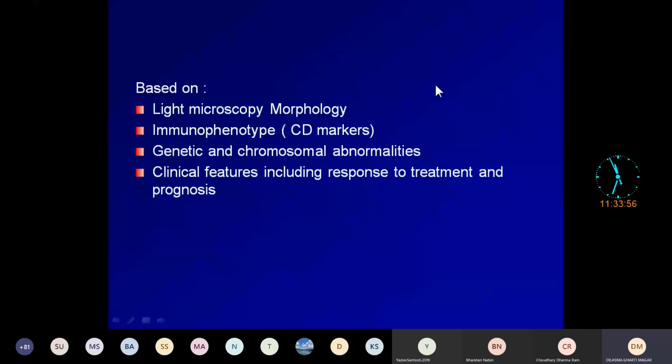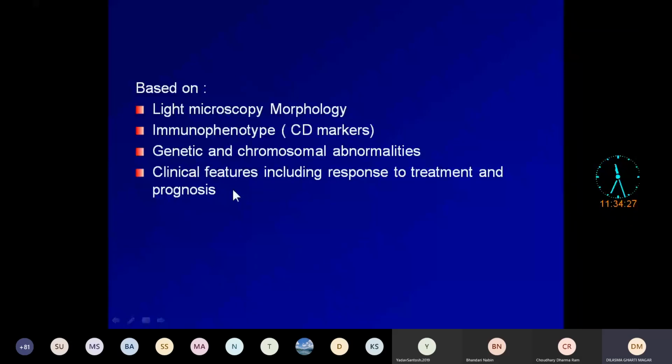Non-Hodgkin's lymphoma depends upon the light microscopy morphology. Morphology means we can see the slides and the individual cell morphology, how it looks. And then we can also do the CD markers, whether it is a B cell lymphoma or a T cell lymphoma or what type of lymphoma. We can also do the genetic and chromosomal abnormalities, and the clinical features, including the response to the treatment and prognosis, also depend upon all these things.